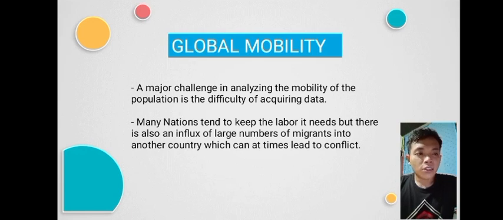A major challenge in analyzing the mobility of the population is the difficulty in acquiring data. Many countries do not collect data, and those that collect data do not report them to international agencies. That is why population flows are defined differently in different countries, and only a few countries keep track of their expatriates. Also, many nations tend to keep the labor they need, but there is also an influx of a large number of migrants into another country, which can at times lead to conflicts. Migration impediments could also be attributed to the growing concern over terrorism.